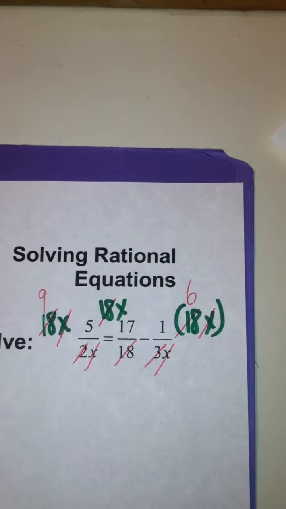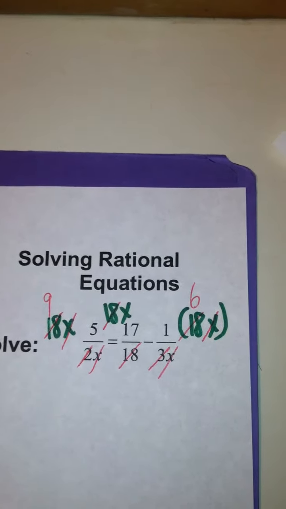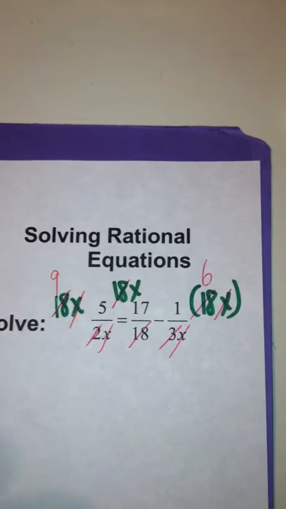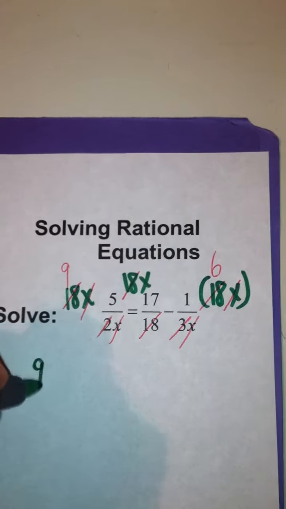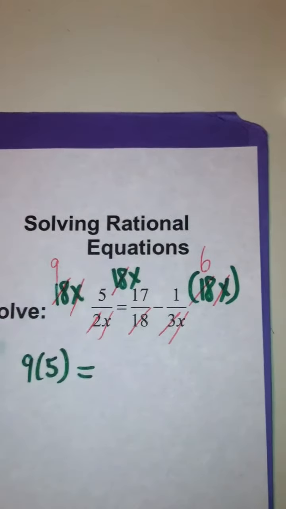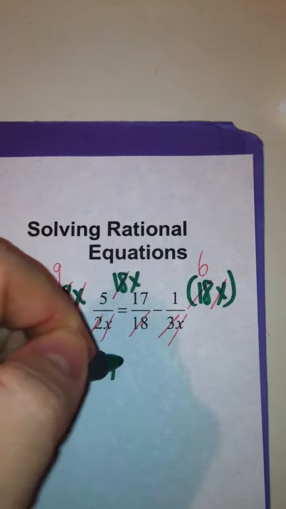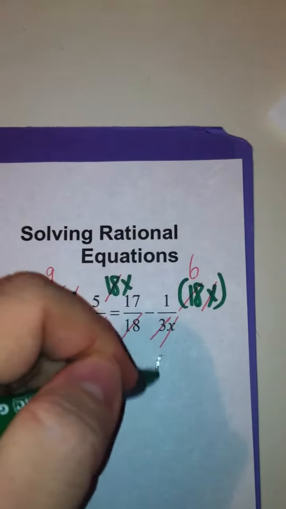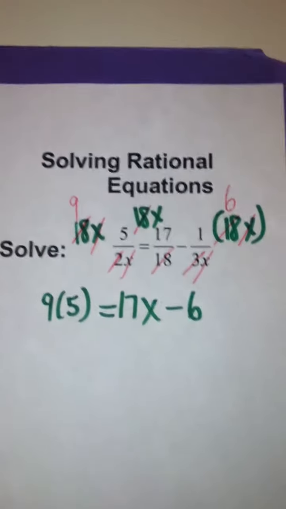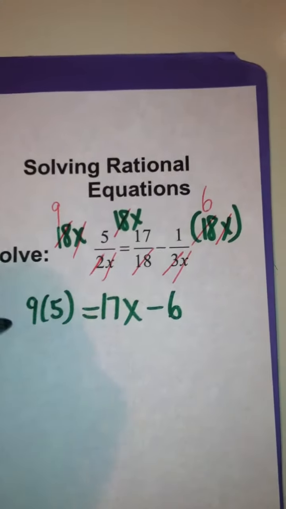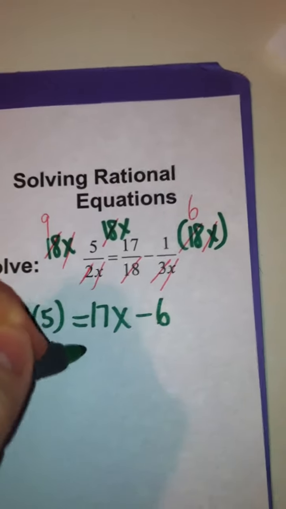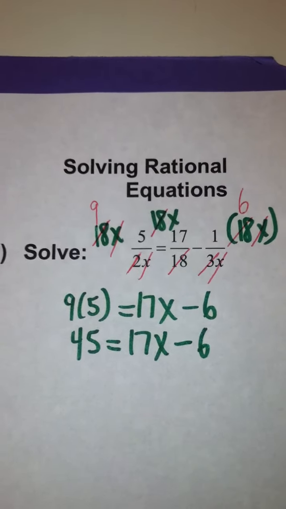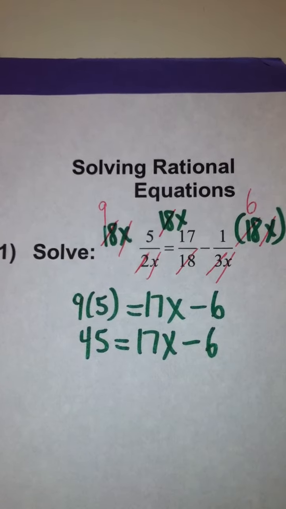The next step, multiply what's left, bring everything down. So we have 9 times 5 equal to 17x minus 6. Of course, 9 times 5 is 45. And what we have left is a simple linear equation to solve.